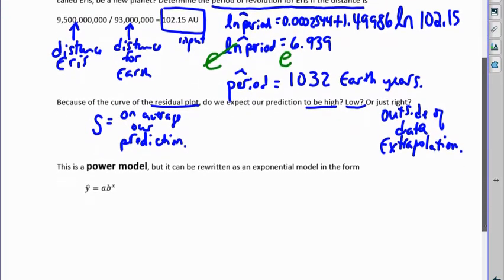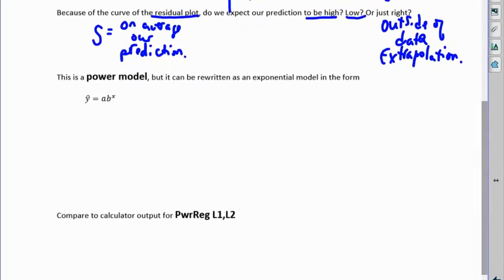But before I go and look at all the things that are going to help us make a decision on if we feel like this is a good prediction, I want to show you a power model, which will convert what we have as a natural log model. It'll convert it into this form. And so let's go to the calculator and run that.